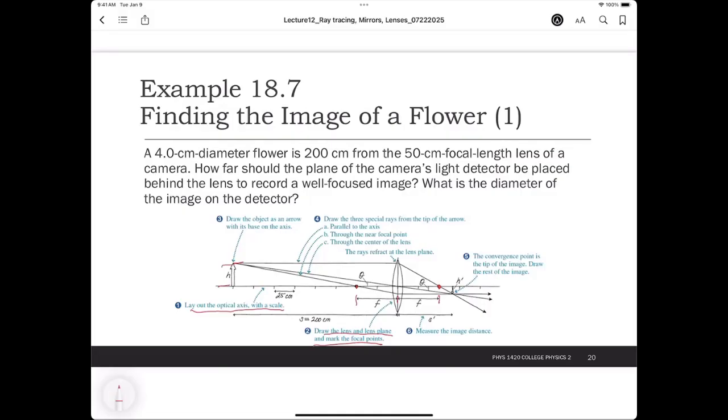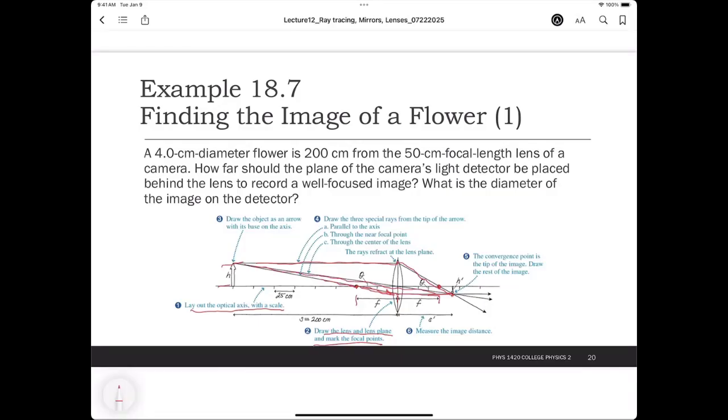The next step is to draw the 3 special rays from the tip of the arrow. The first one is parallel to the axis, and then converges to the image point. The second one goes through the near focal point, then to the lens, then parallel to the optical axis, and then converges to the image point. And the last one goes through the center, straight through, and converges to the image point here.